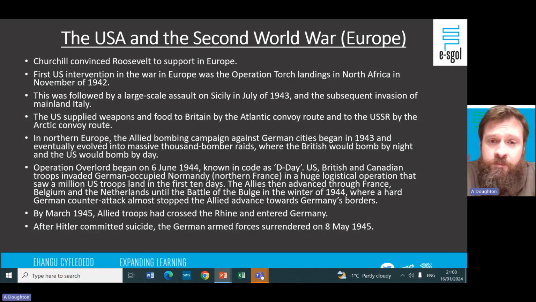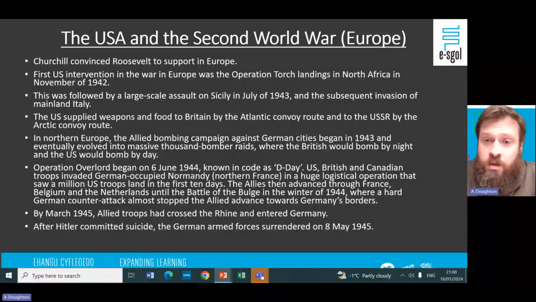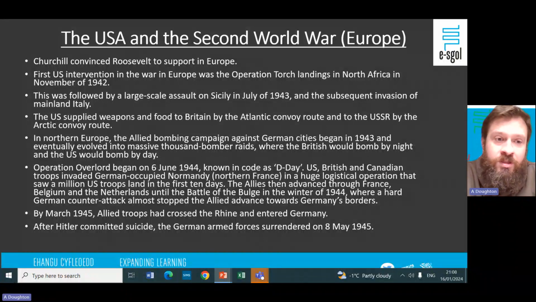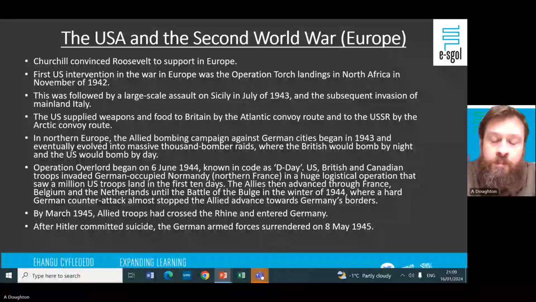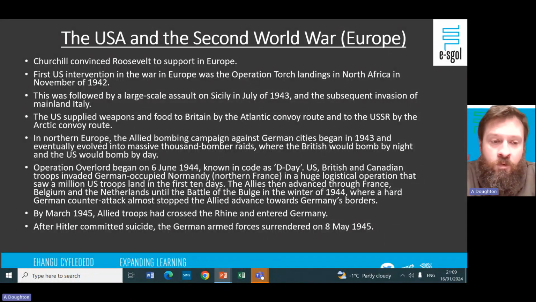Then on the 6th of June 1944, you would have heard of this, the D-Day landings. So the invasion of Normandy to try and take it back from Germany. So they advanced through France, Belgium, and the Netherlands. They did get stopped by a German offensive at the Battle of the Bulge. However, they did manage to cross the Rhine and enter Germany by March 1945. By the 8th of May then, the war was near enough over and Adolf Hitler committed suicide.